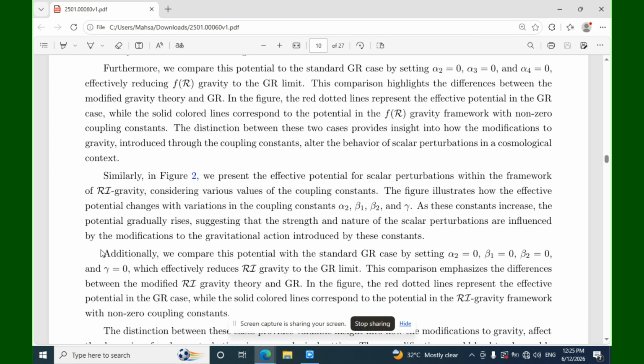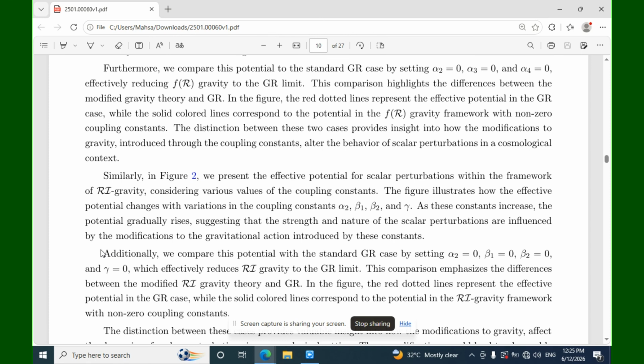Furthermore, we compare this potential to the standard general relativity case by setting alpha 2 equal to 0, alpha 3 equal to 0, and alpha 4 equal to 0, effectively reducing FAR gravity to the general relativity limit. This comparison highlights the differences between the modified gravity theory and general relativity.